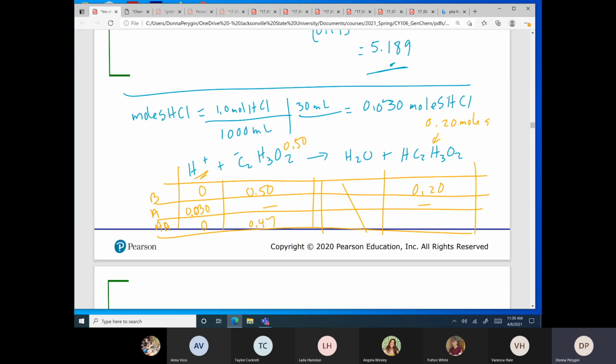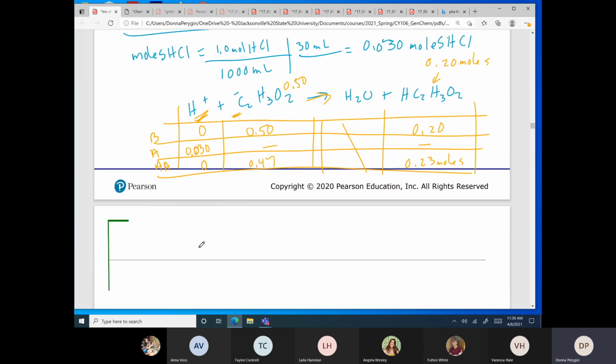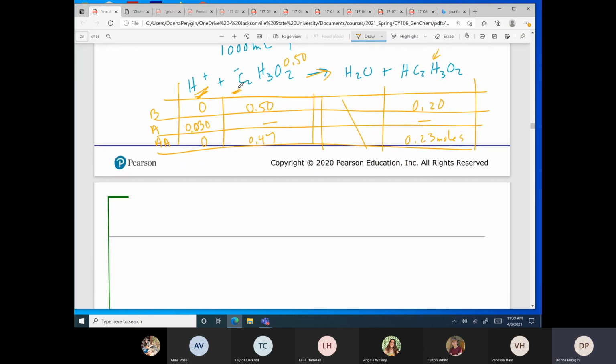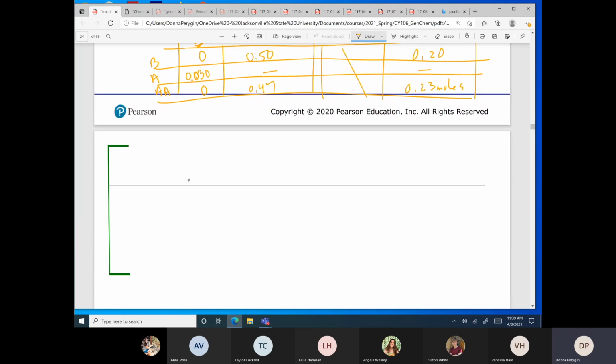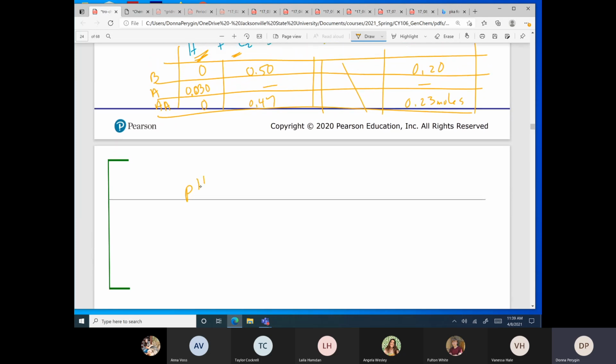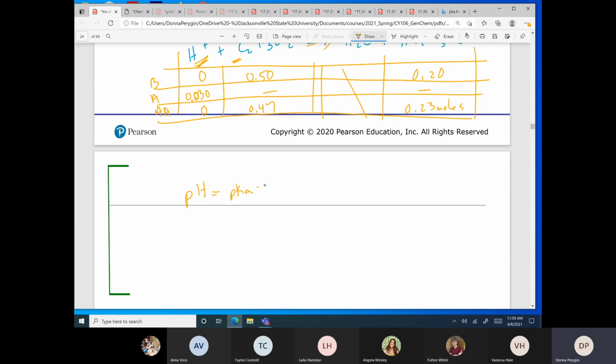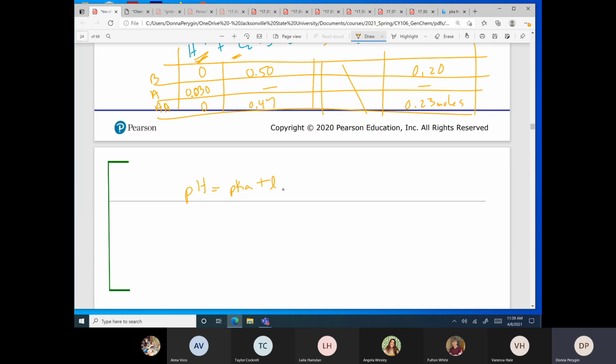Okay, because the HCl is going to react. This is a strong acid. So for every 1 mole, we're going to protonate 1 mole of that acetate, and this is a one-way reaction. And then we've got 0.23 moles of the acetic acid. Okay, so the acid can react with the conjugate base, the acetate, and drive it back in the other direction. So then we can use our equilibrium problem: pH is equal to the pKa plus the log of the base over the acid.